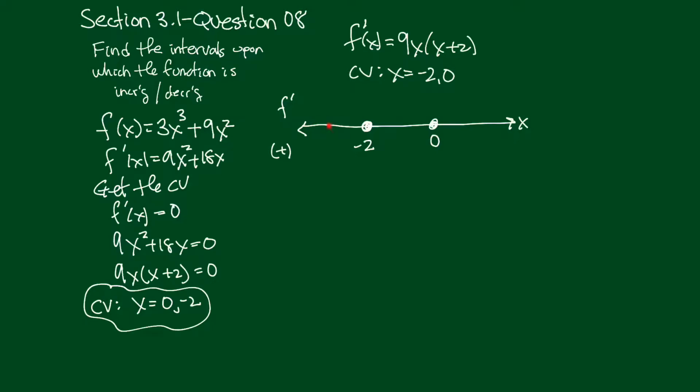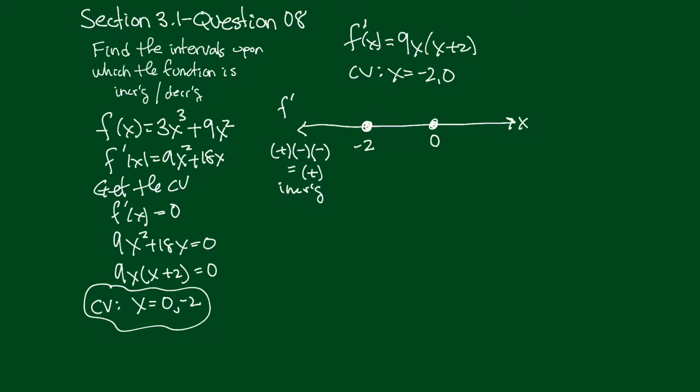Then, if I pick any one of these numbers less than negative 2 and put it in for that x, it's negative, so I'll get a negative. And then if I pick a number less than negative 2, like negative 3, and put it in here, negative 3 plus 2 is negative 1, or negative, that's all I care about. So I'd get a negative. Then positive times negative times negative is a positive, and a positive says that the function is increasing.